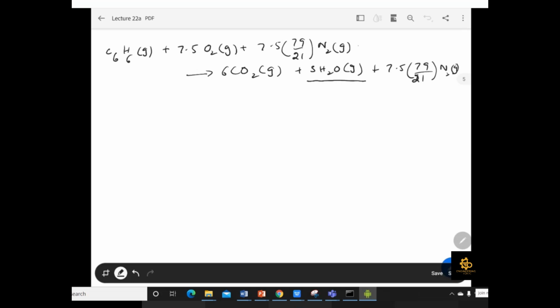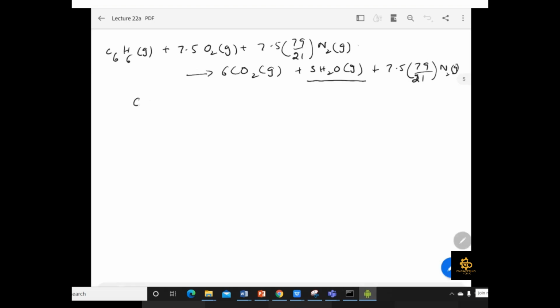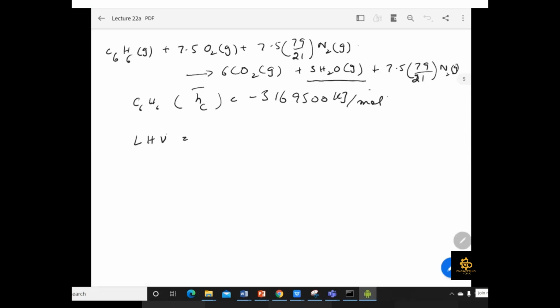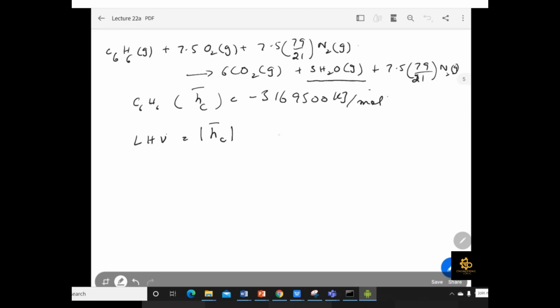Okay, and if you go to the problem statement, the enthalpy of combustion of benzene, C6H6, is known to you, which is equal to minus 3169500 kilojoule per mole. So the first required thing asked in the question is the lower heating value. You can directly say that your lower heating value is basically the absolute value of the enthalpy of combustion.